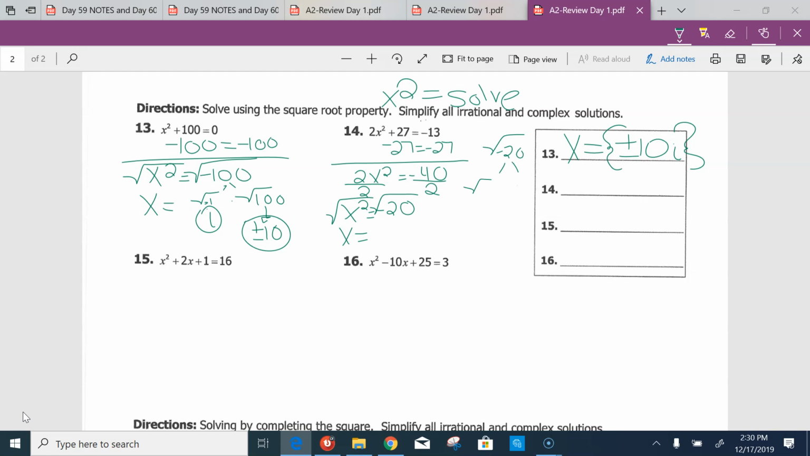Break it up with a negative 1 and a positive 20. Square root of negative 1 we know is going to be i. Square root of 20, I need a perfect square that goes into 20. So the square root of 20 is the square root of 4 times the square root of 5. Between those two numbers, the square root of 4 is a nice easy number, which is 2. The square root of 5 cannot be simplified anymore. So what I have here then is x equals, and just like the one before, you're going to have two answers, a positive and a negative version of 2i times the square root of 5.